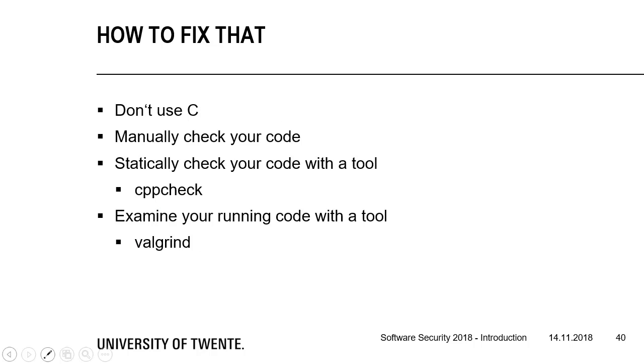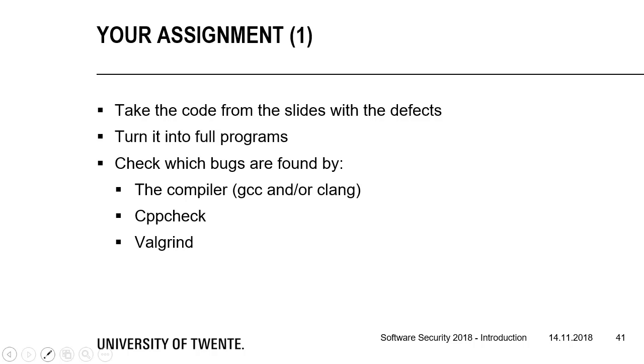Okay, how to fix that? Number one, don't use C. When you have a project where you need a lot of security, C could be a very bad language. So when you have a chance of avoiding C, avoid C. Next thing is manually check your code. Even better, statically check your code with a tool. For example, there is CPPcheck that will discover some of those bugs, and you can examine your running code using Valgrind. So let's come to your assignments.